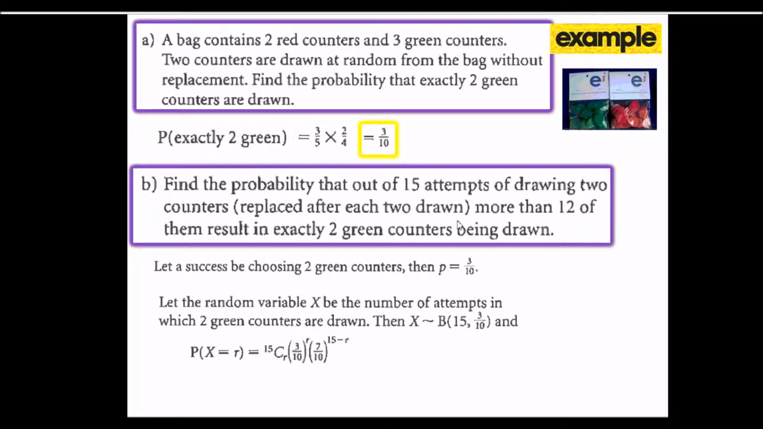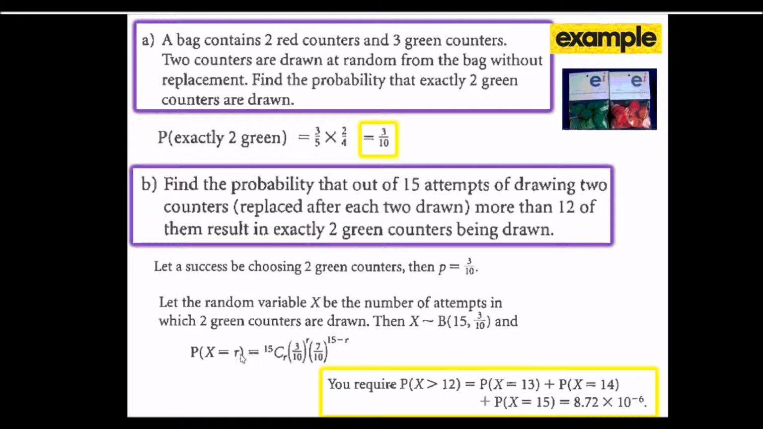Find the probability that more than 12 of them. What do they mean by that? So X is greater than 12, meaning there could be 13 attempts that are successful, 14 successful, or 15 successful. Because it's more than 12, not including 12, you've got to work all those out separately, which is painful.